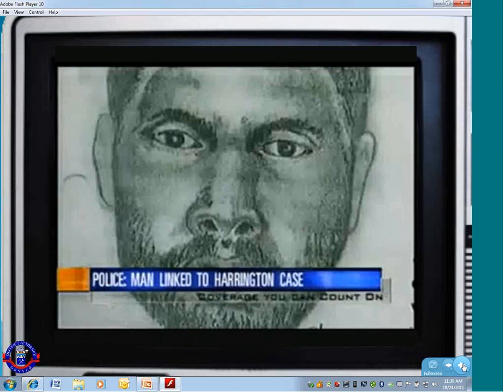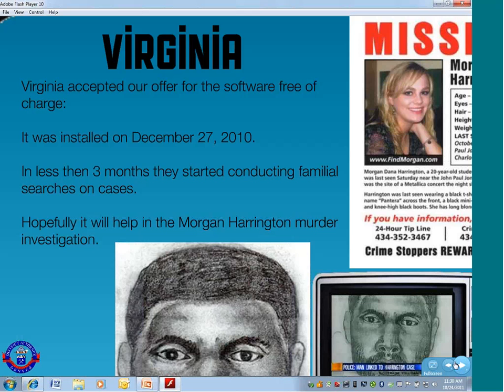And the reason Harrington is important is that about 5 years before there was a rape, a violent rape, and the individual shown on the screen here, the composite drawing, DNA from her clothing matched the rape kit 5 years before, so we know that this is a serial offender working out in Virginia.